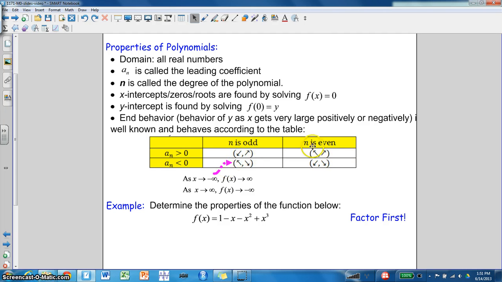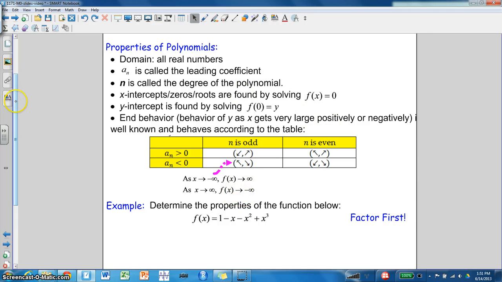And then if it's even, it'll increase on both sides if our leading coefficient's positive. If it's negative and our degree is odd, then we're going to increase as we go to the left, decrease as we go to the right. Another way we can represent that, and similarly for the even case, is to say as x goes to minus infinity, so that's the left side, our y value increases. As we go to the right, our y value decreases, goes to negative infinity.